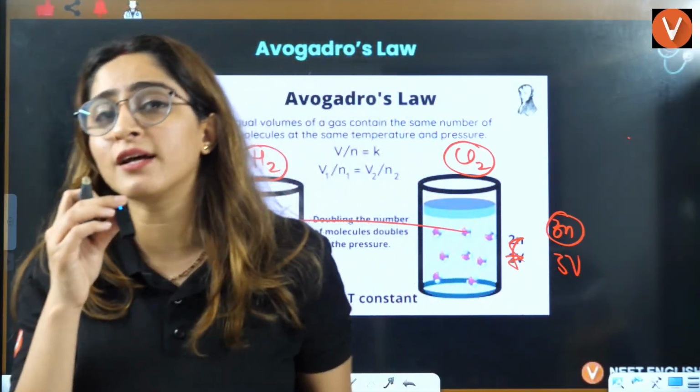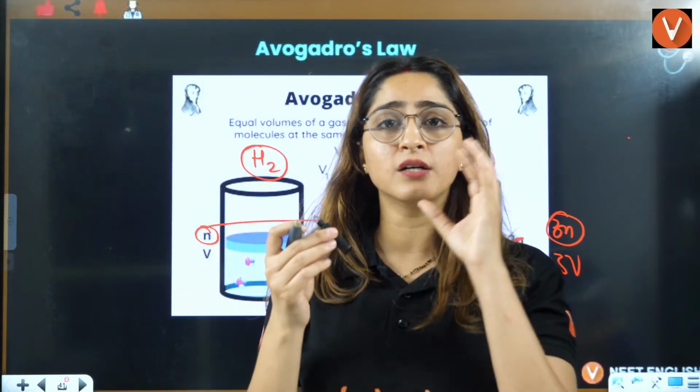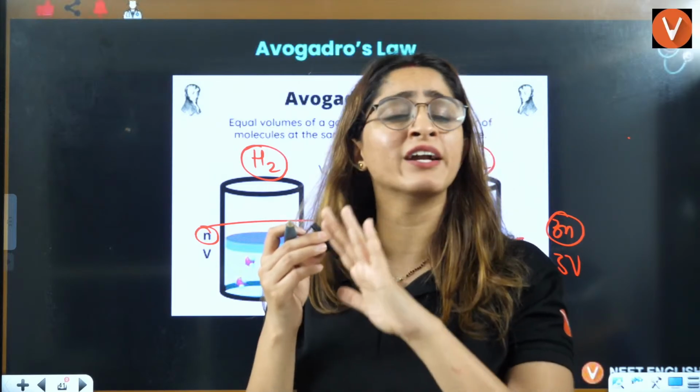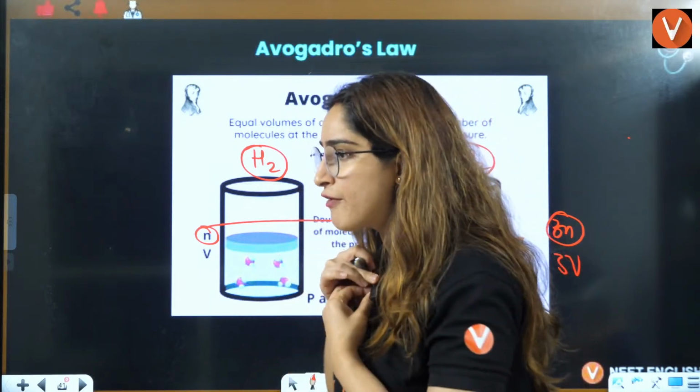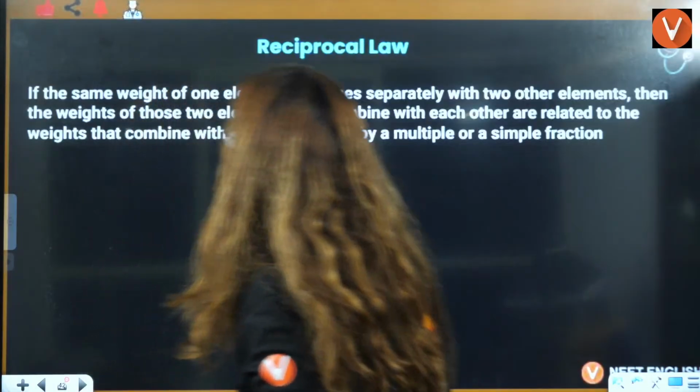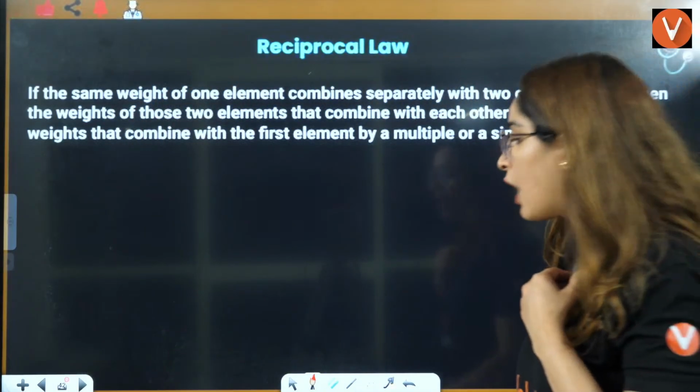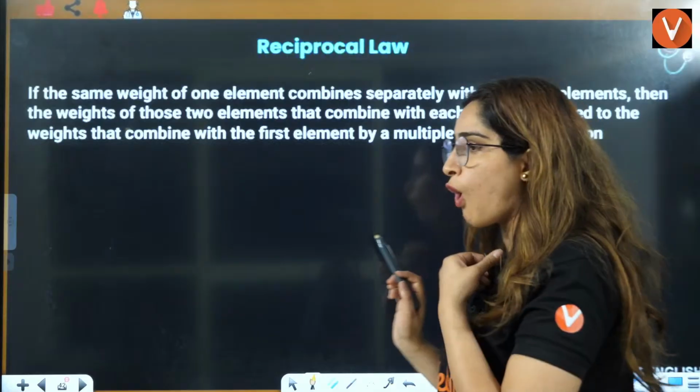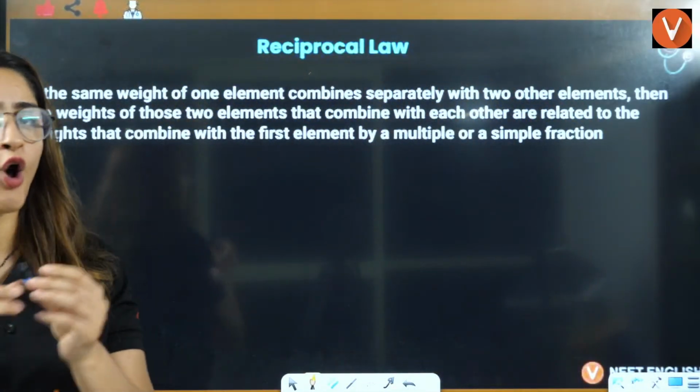Now it doesn't matter whether the gases are the same or different. That is your Avogadro's law. Understood? Now, guys, we have the last law here.